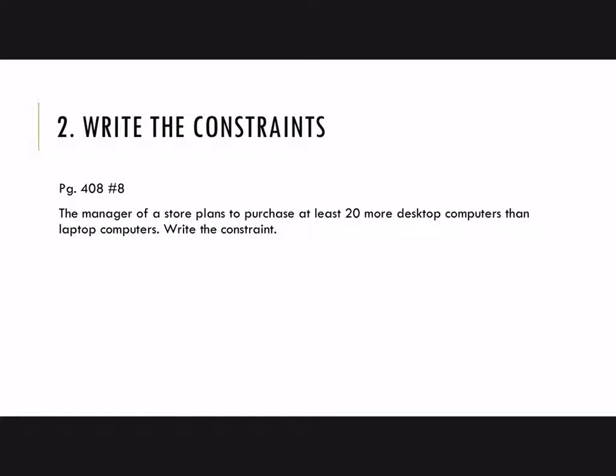All right, let's try this one. The manager of a store plans to purchase at least 20 more desktop computers than laptop computers. Write the constraint. Okay, so here's this at least phrase, at least 20 more desktop than laptop. So let's let the desktop be x and the laptop be y. And then at least 20 more than. This is one of those phrases, more than or less than. More than indicates in addition to, or an adding thing. If it was less than, it would be subtracting. All right, so we have 20 more desktop than laptop.